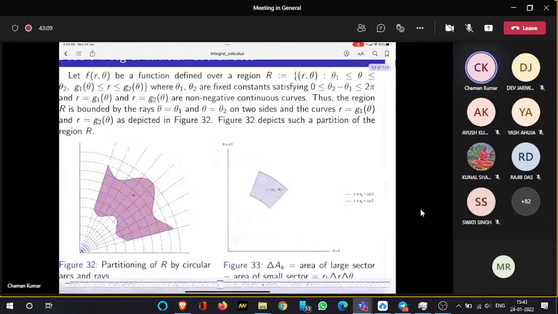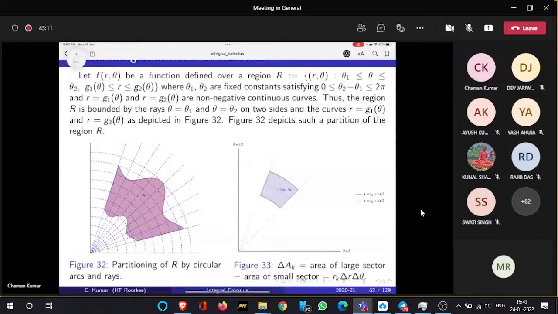So as I said, this was in R2, and this is in polar coordinates. Here, as I just explained, you keep drawing at different angles, and these circles are at different radii. Okay, now what you have got is the polar rectangle.